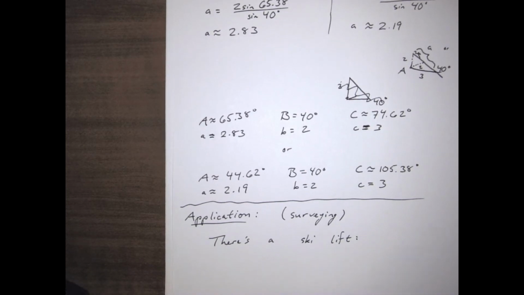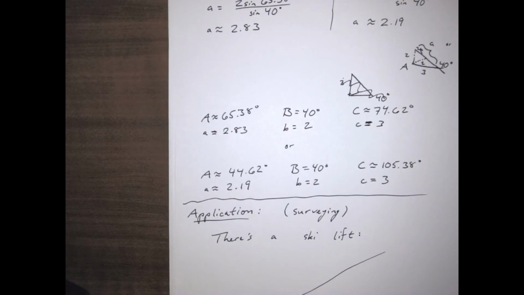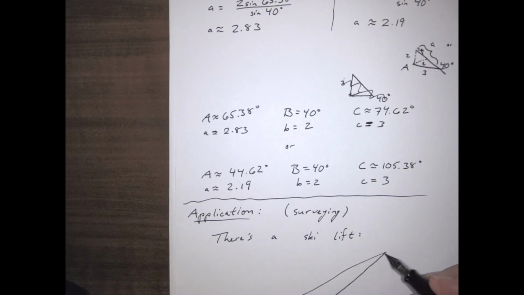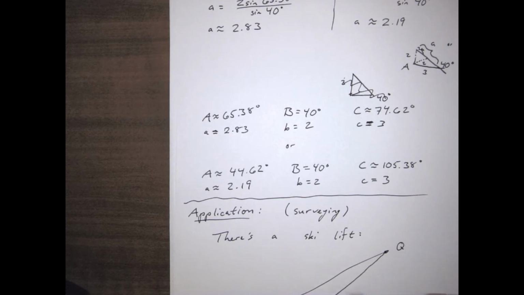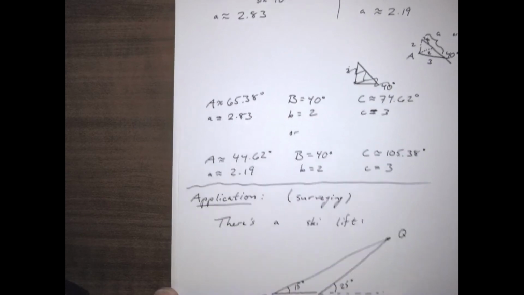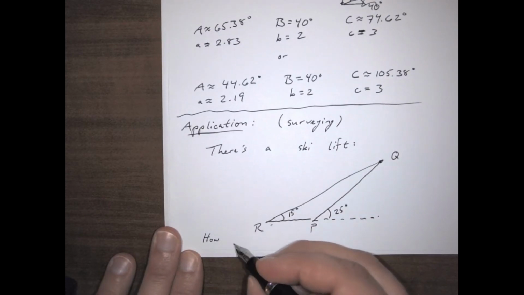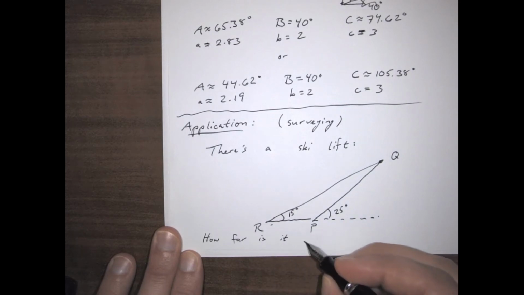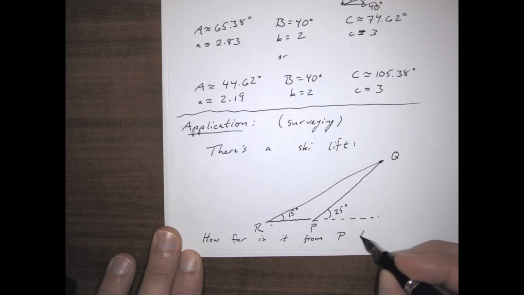So okay, so let's say we've got an angle going that way, an angle going this way, and say this is point Q. This is point P, this is point R, PQR, and then let's say that this is 15 degrees, and let's say that this angle of elevation is 25 degrees, and the question might be, how far is it from P to Q?